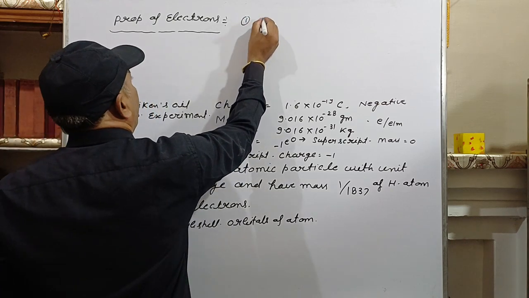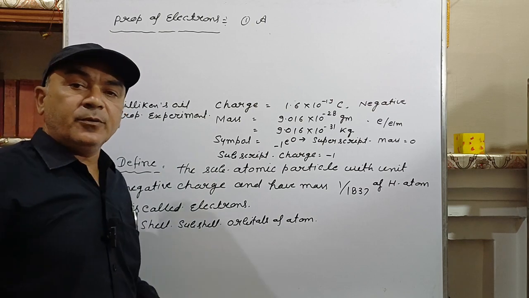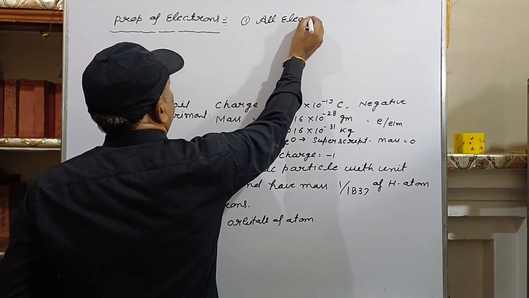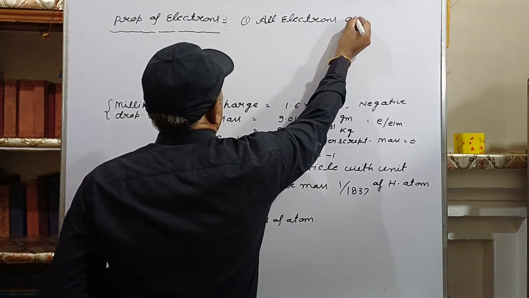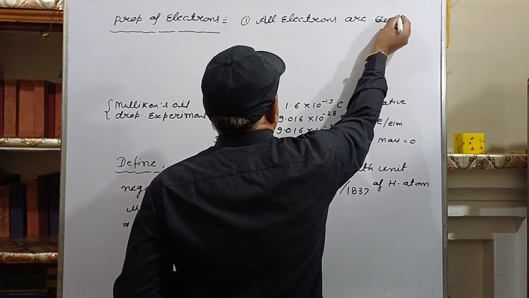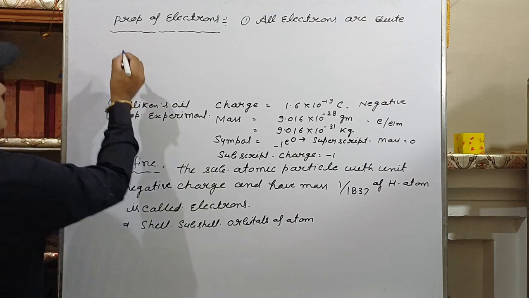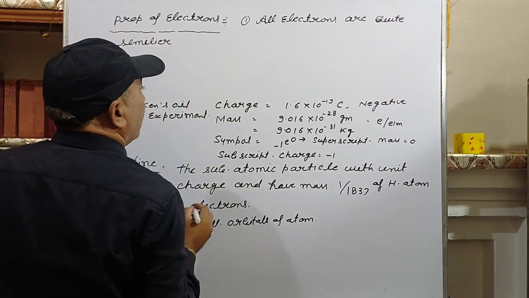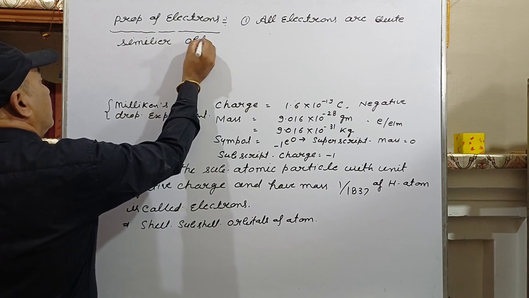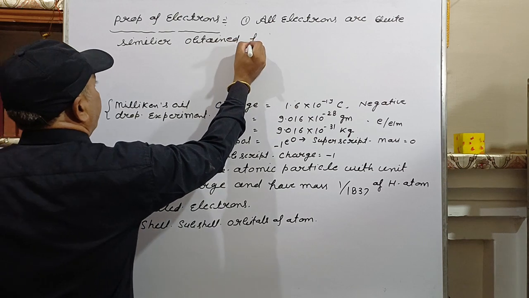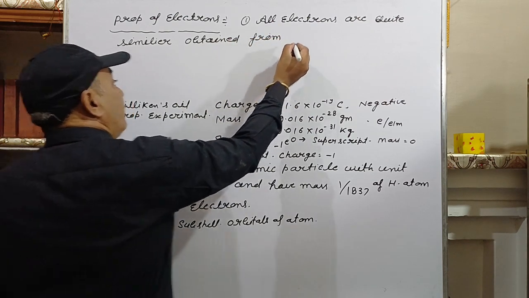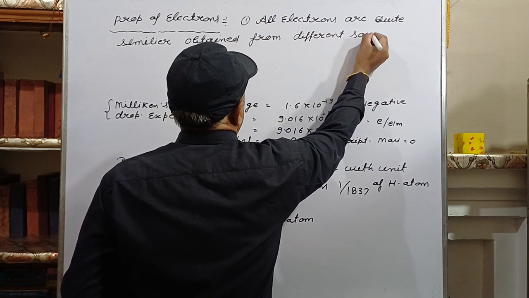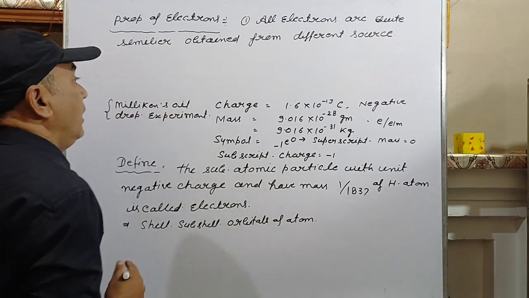All electrons are quite similar, whichever different source they are obtained from. And the second property is that electrons are universal.